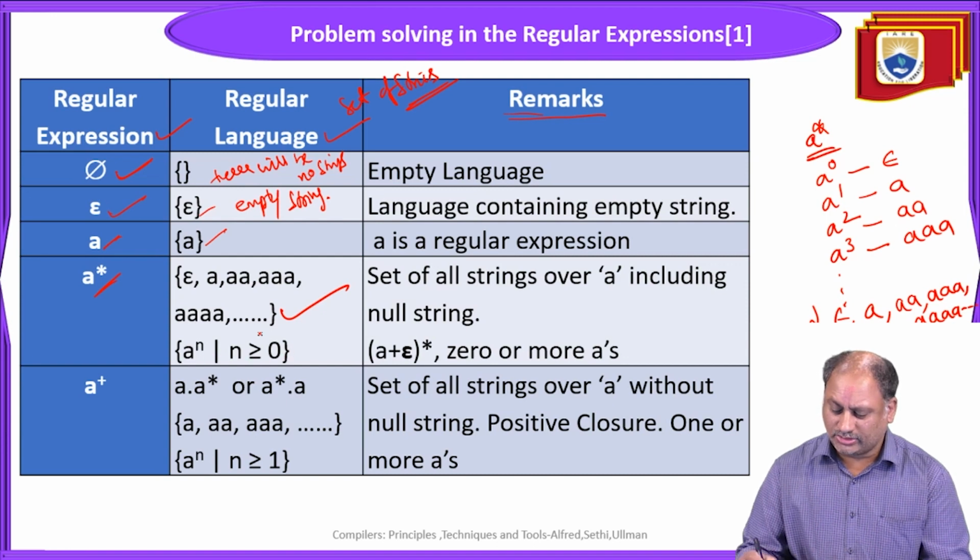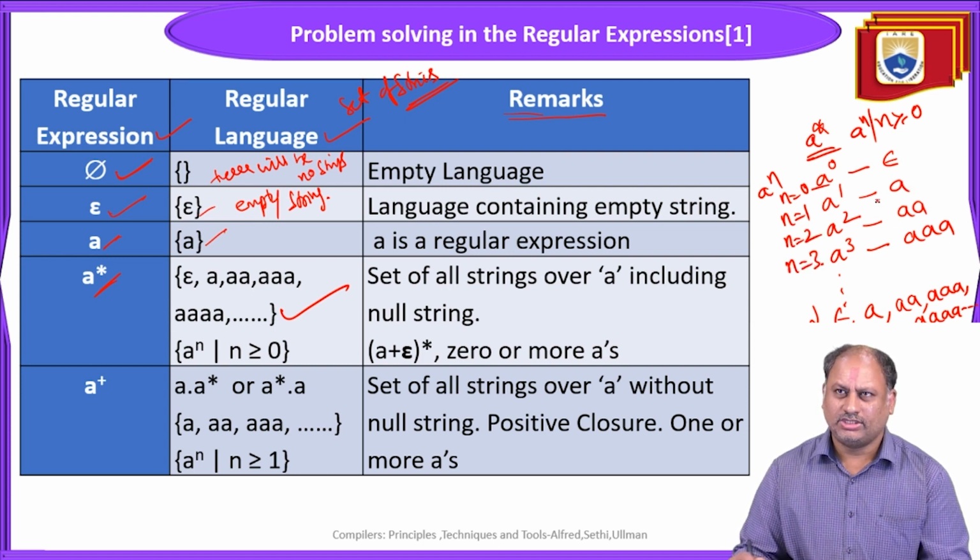Here n greater than or equal to 0 indicates A power n, where n equals 0, n equals 1, n equals 2, n equals 3. Each of these is processed separately.